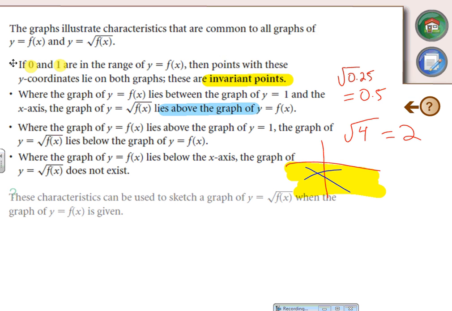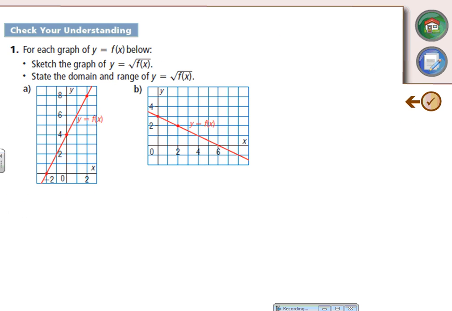And finally, these characteristics can be used to sketch our graph as we go through. Let's look at our first example. Sketch the graph of y equals root f of x. So here's our original. Table of values if you need. We're going to look at some of the key points along there. So we know that anything below the x-axis, we're not going to have a graph there. The square root of 0 is 0. So first part is we're going to start at wherever it touches the x-axis, it's going to stay there, invariant, same spot. So we know that point.